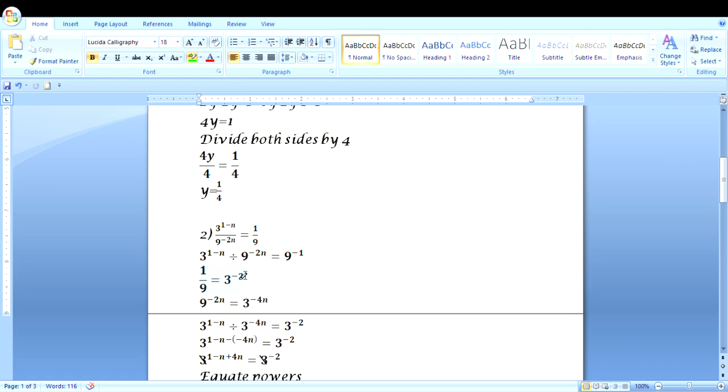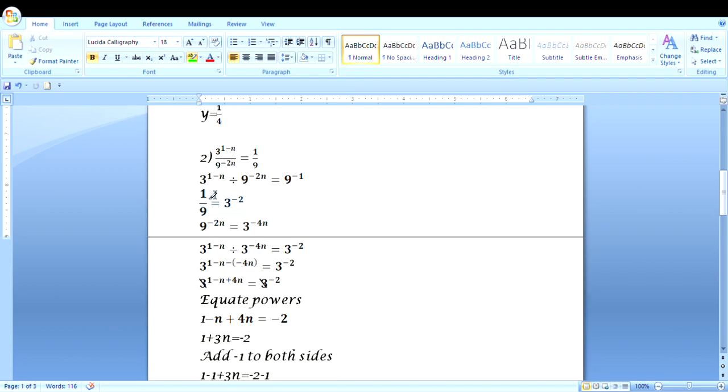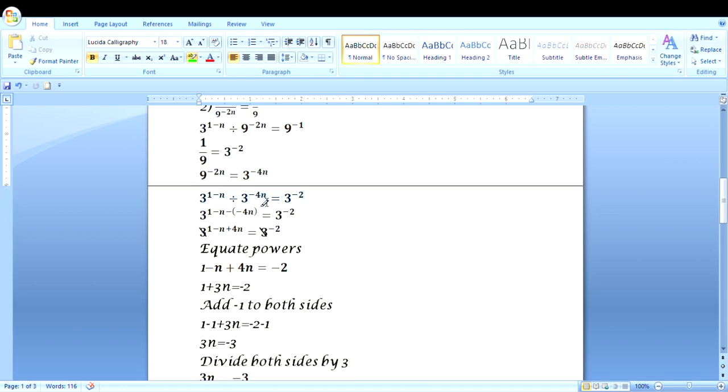Number 2 question. Say 3 raised to power 1 minus n divided by 9 raised to power minus 2n is equal to 1 over 9. The right hand side, 1 over 9, can be expressed as 9 raised to power minus 1, a negative index. The 9 here can be expressed as 3 squared. So 2 times minus 1 becomes 3 raised to power minus 2. That is 1 over 9.